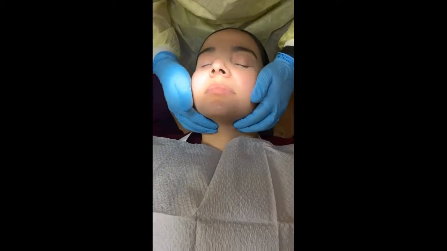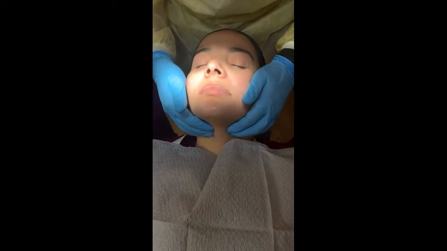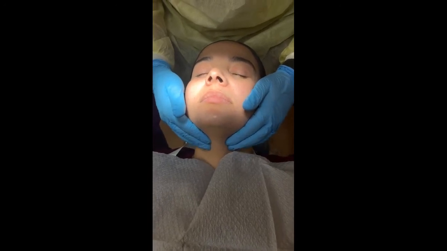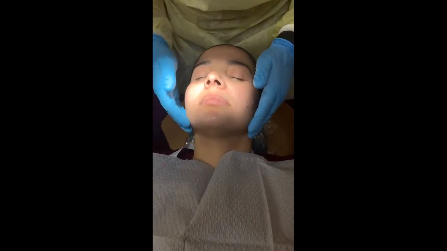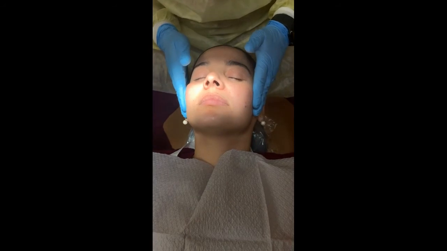Moving on to the thyroid gland. We hold the cartilage and we ask the patient to swallow. Cancerous lesions may cause difficulty in the movement of the cartilage or swallowing, which will prevent it from moving smoothly.